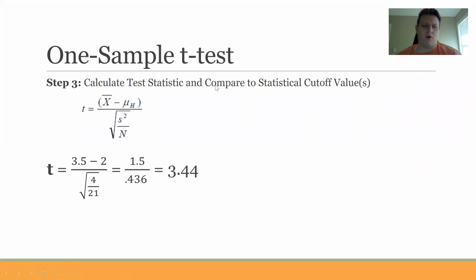Okay, so let's do our math here. T is equal to 3.5 minus 2 all over the square root of 4 divided by 21. We get 1.5 divided by 0.436, and this number is 3.44. So this is larger than positive 2.09. So what do we do with our null hypothesis? We reject it.